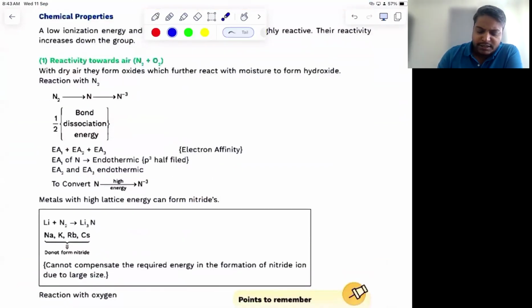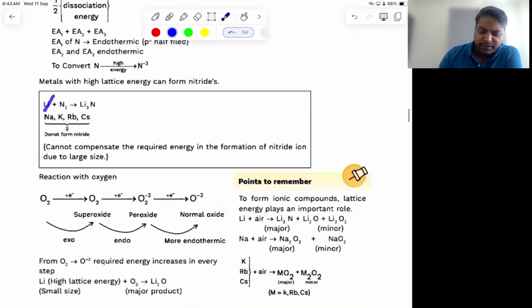Next, notice the reactivity towards N2 and O2. Usually when it comes to N2, it will first convert into N and then towards N3-. It depends upon how much energy this conversion needs. There are three electron affinities. The first electron affinity is endothermic, which makes the other two also endothermic. So to convert these, we require a huge amount of energy. Lithium reacts with nitrogen to form Li3N. But the others cannot provide sufficient energy to compensate for the lattice energy of the metal nitride. Therefore, they cannot form nitrides directly by reaction with N2.